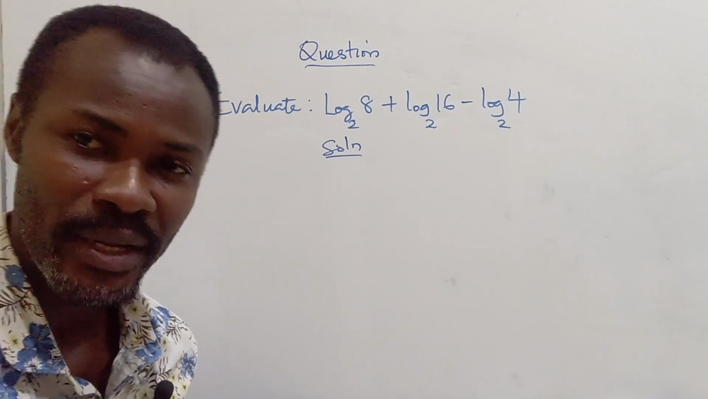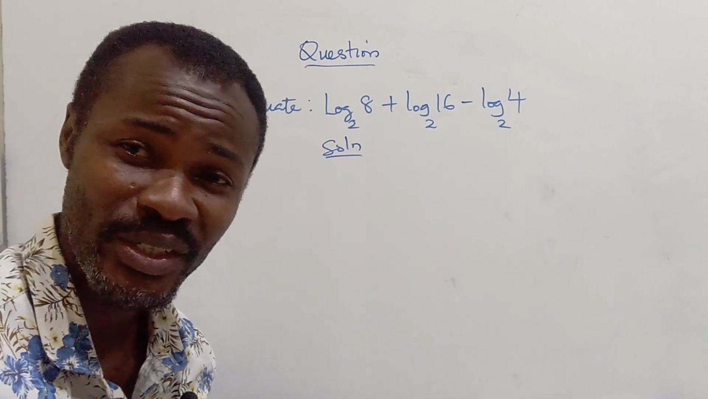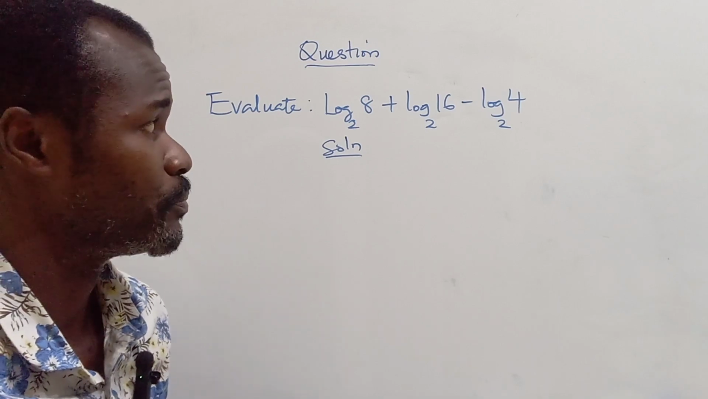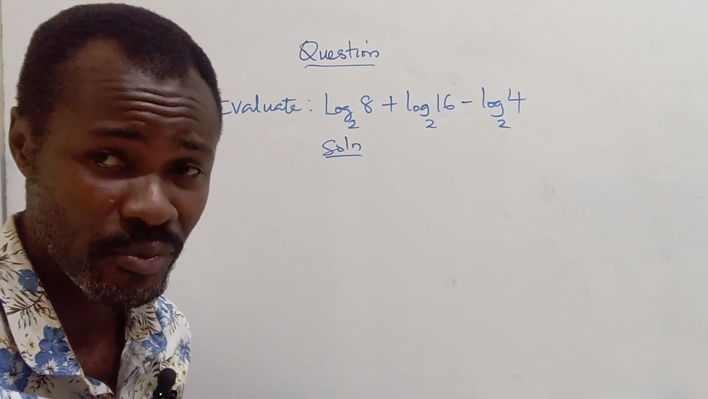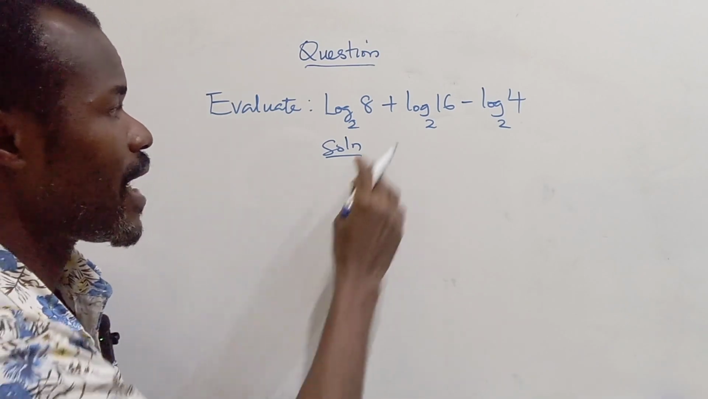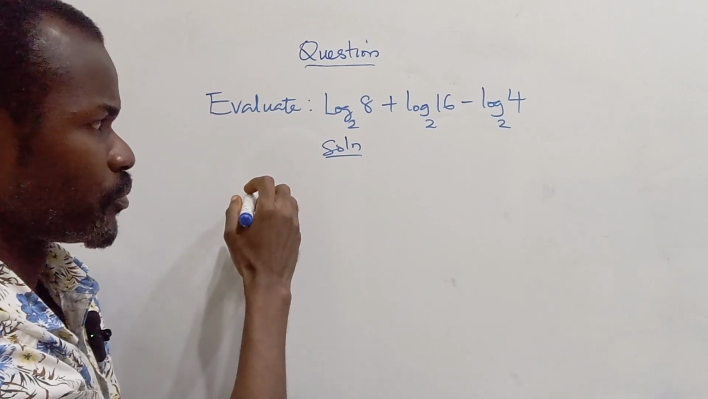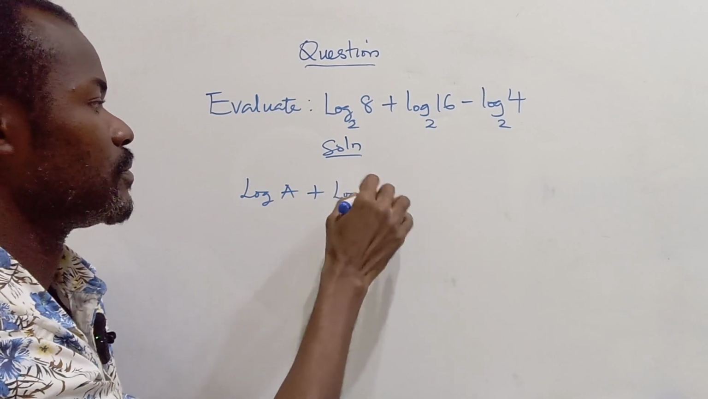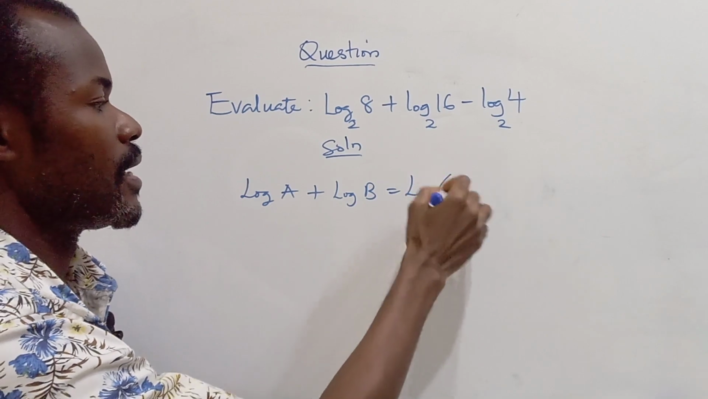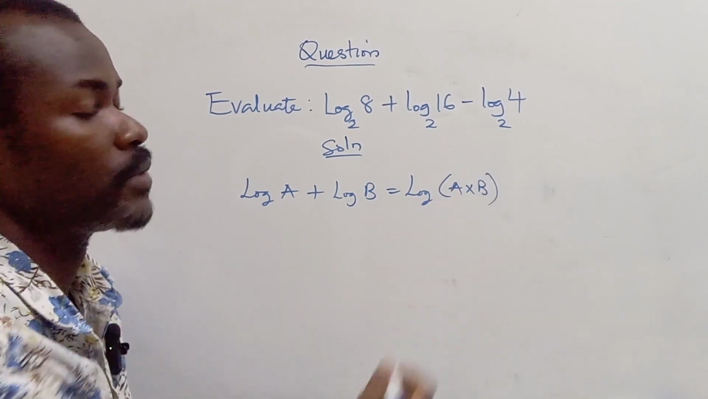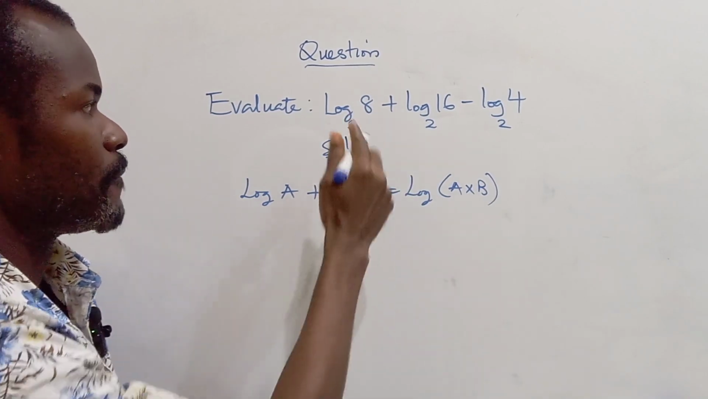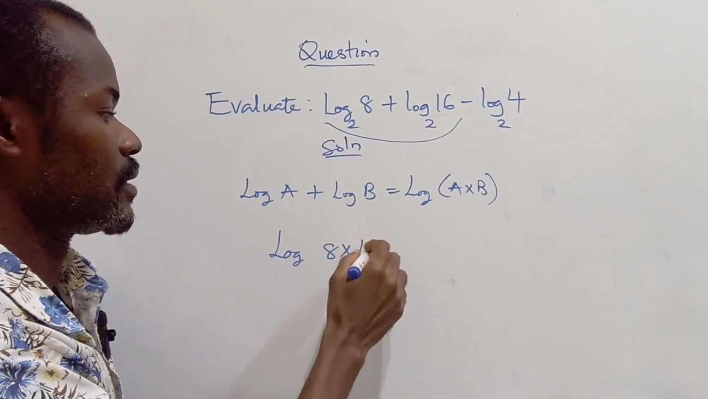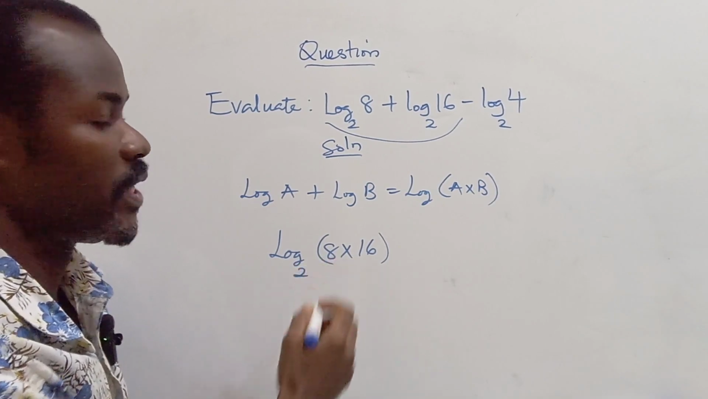Alright, we have solved this problem on logarithm, but today I'm going to use another approach, and we are simply going to apply the laws. We have the addition and the subtraction of logarithm. So if we look at this side, we can simply apply: if I have log A plus log B, it means log A times B. So this part of the expression is going to be log of 8 times 16, base 2.